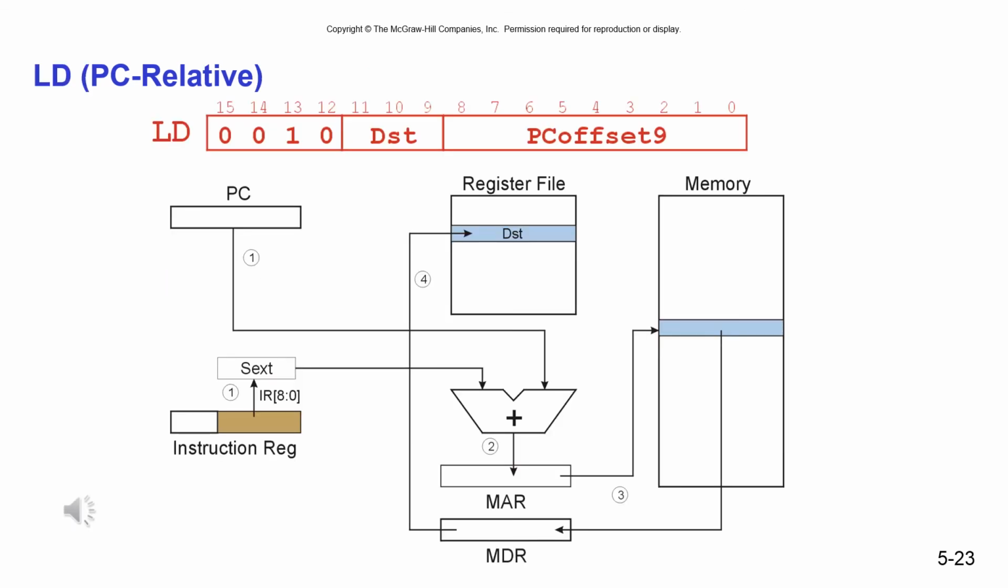Here we have the data path for the load with the PC relative addressing mode. You can see the 9-bit sign extended offset, which is embedded in the instruction, gets added to the program counter to calculate the value for the memory address register. The memory address register then points to that value in the memory, and the contents get copied to the memory data register, which then gets written to the destination register.